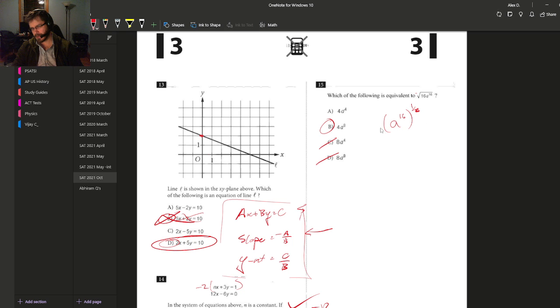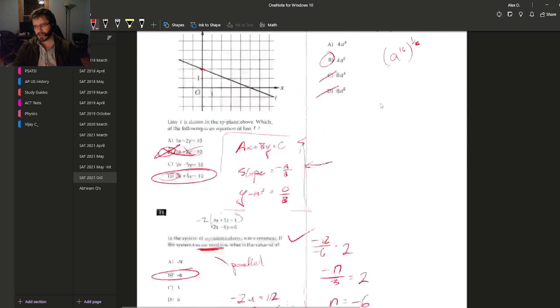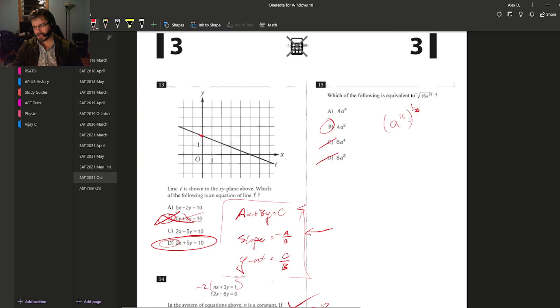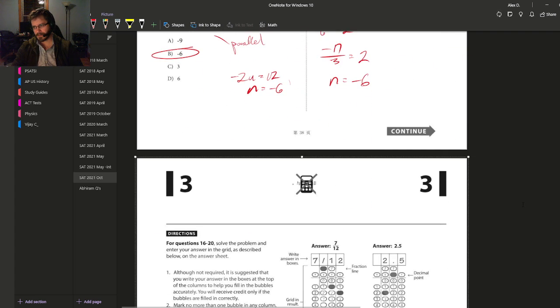Because of this rule right here, an exponent raised to an exponent multiplies the exponents, and you would be wise to learn all of the exponent rules, the basic ones anyway, and this is one of them, the power of a root. So if you have a to the b over c, that should be equivalent to the c root of a to the b. The numerator is the power underneath, and the denominator is the power of the root.